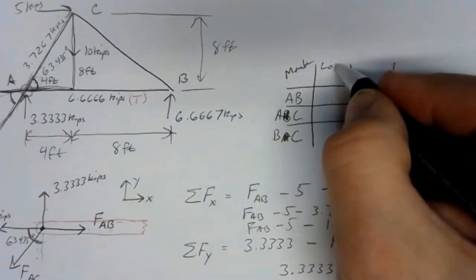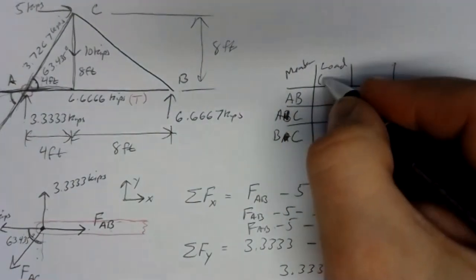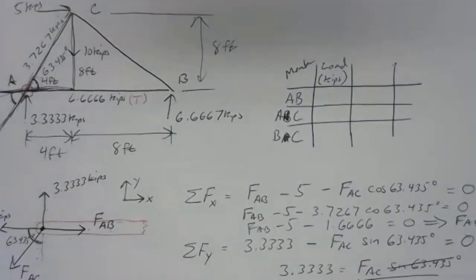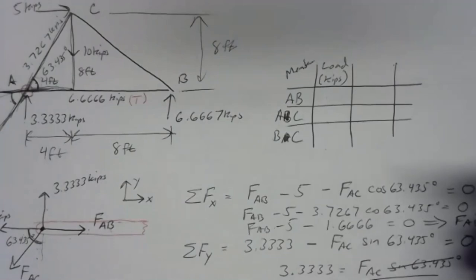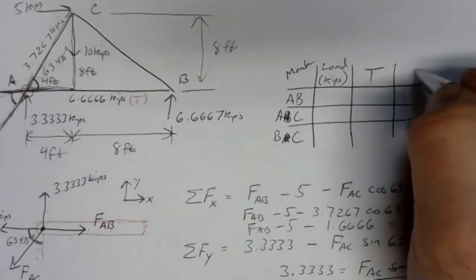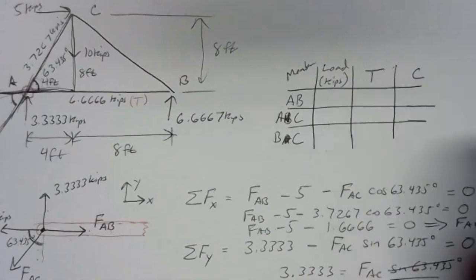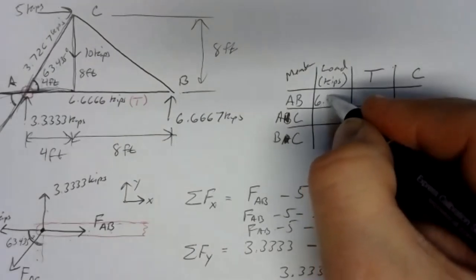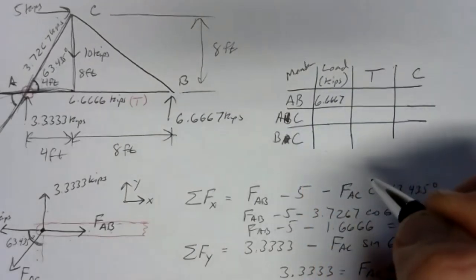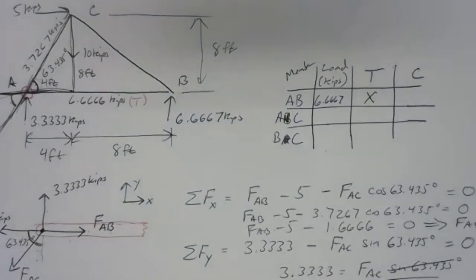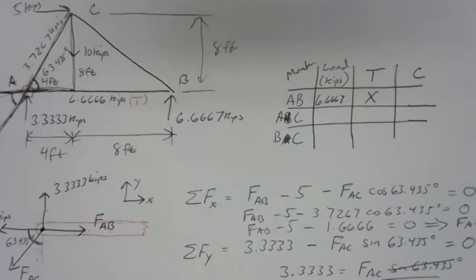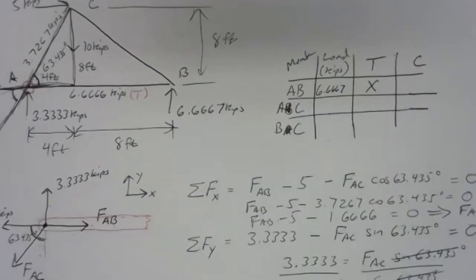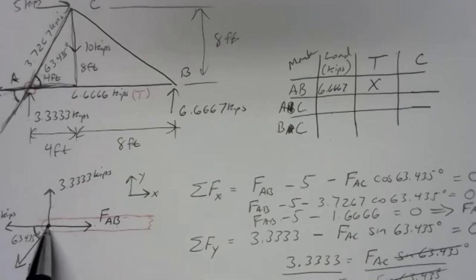There's going to be a load on that member, and it's a good idea to put your units in there. That way you don't have to rewrite the units in the table. And then I usually like to write just T or C, tension or compression. So we've figured out here that member AB carries a load of 6.6667 kips, and it's in tension. So I'm going to X the box that says tension. So member AB is in tension. Member AB pulls joint A in toward the middle.